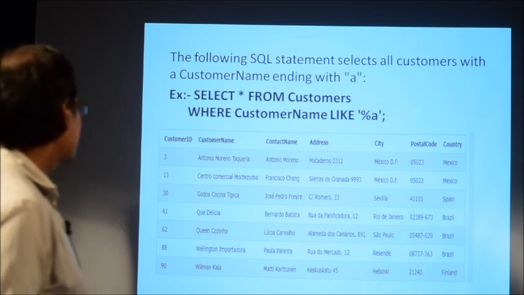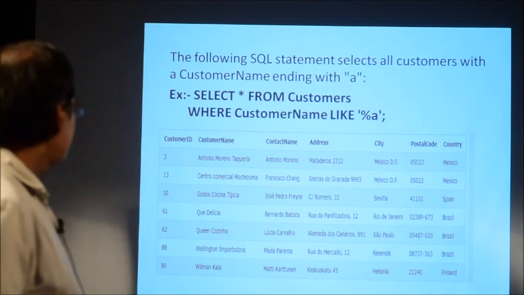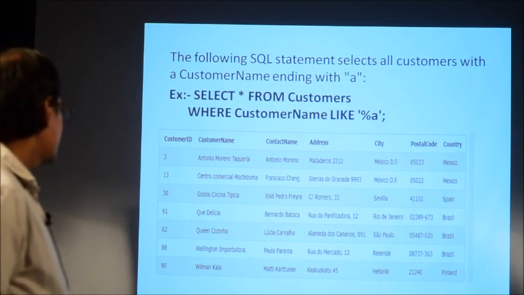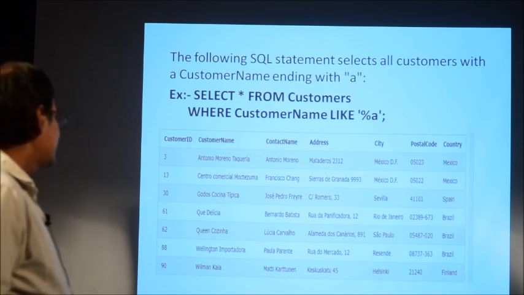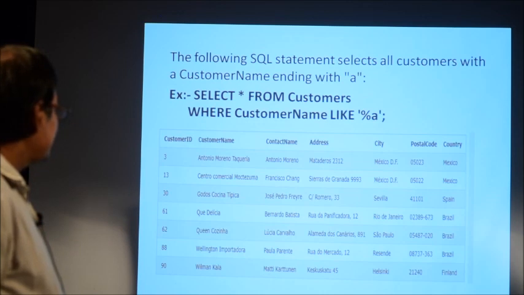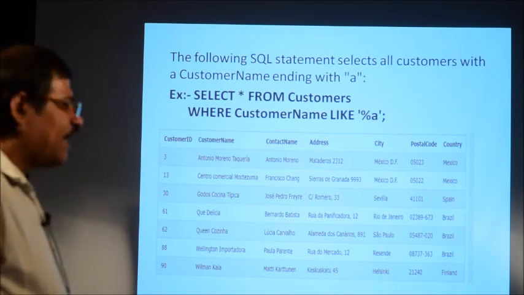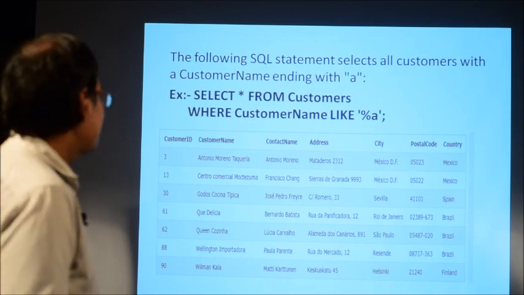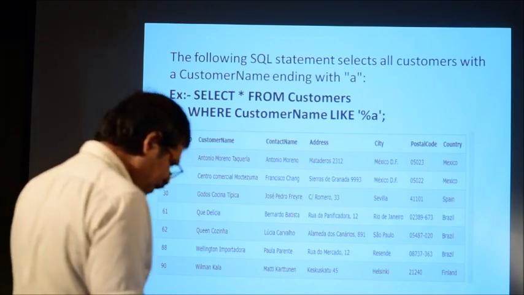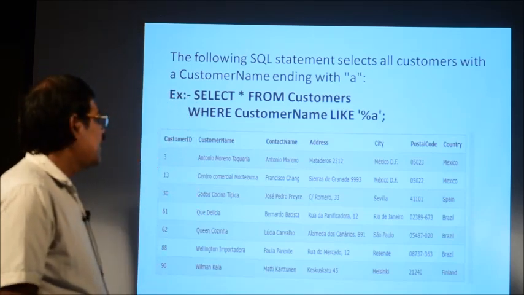Customer ID 61, what is your customer name? Que Delícia. So the name also ends with A. Customer ID 62, Queen Cozinha, so the name ends with A. Customer ID 88, that record is selected, again the name ends with A. Customer ID 19, Wilman Kala, ends with A. That means those customers whose name ends with the letter A, that record will be selected and displayed on your computer screen.